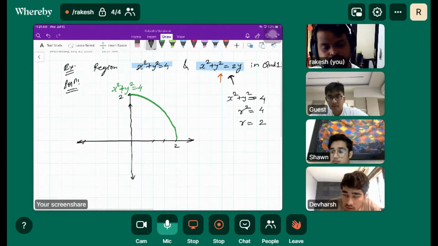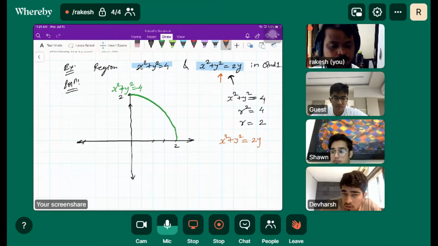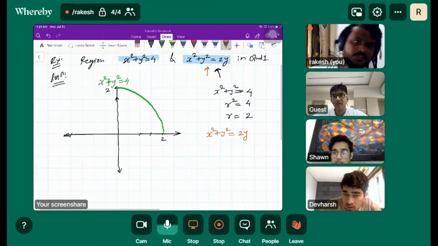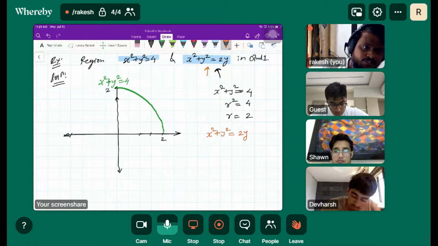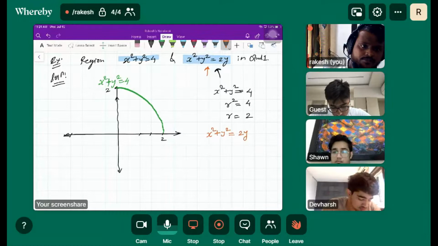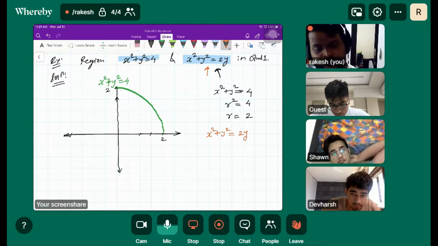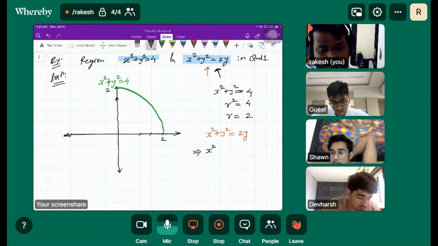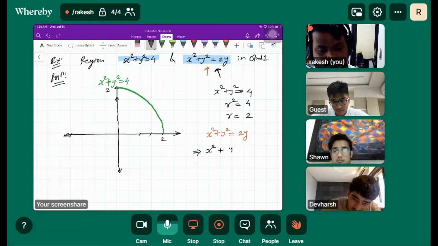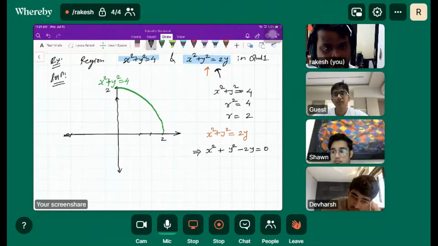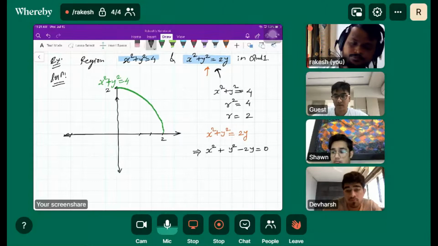Now let's talk about the second equation. The second equation is x square plus y square is equal to 2y. You find it difficult to figure out what shape this equation is, right? What is this? Did you figure it out? Yeah, cylinder, right? Okay. So x square plus y square minus 2y is equal to 0. Can we do this?